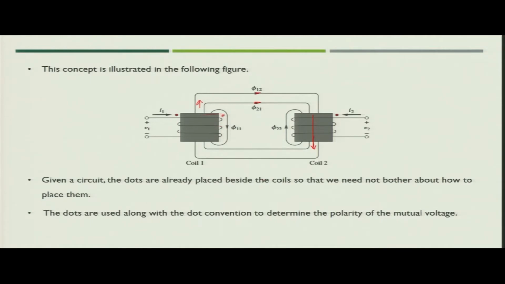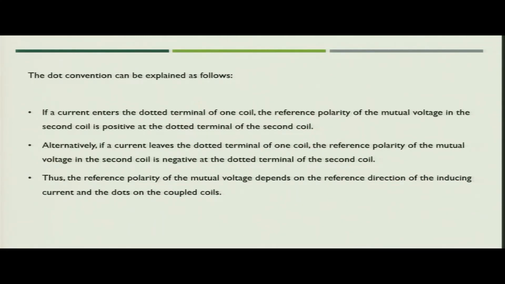Now, in this particular case the dots are already placed, so we will not bother about how to place them. The dots are used along with the dot convention to determine the polarity of the mutual voltage. So, we will see how, given this condition, we can determine the induced mutual voltage polarity. Now, let us understand the dot convention first.